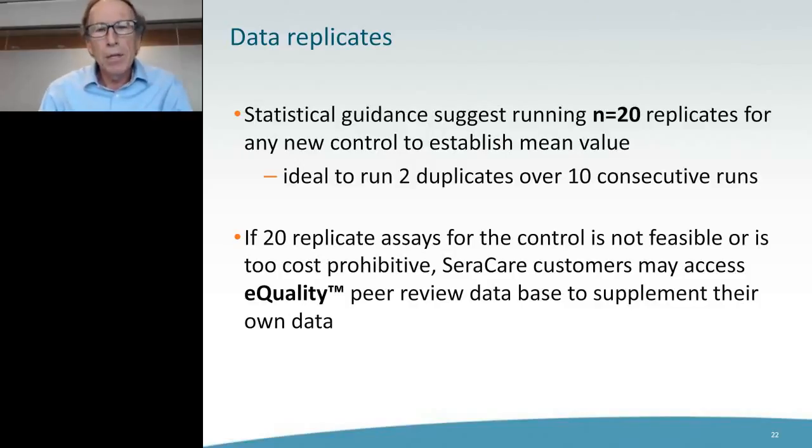So the first thing you have to consider is the average levels for these controls. And statistical guidance always suggests running as many as you can.